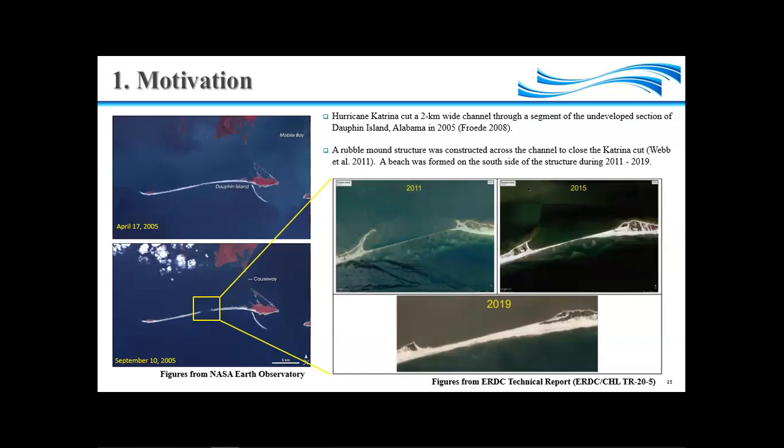In 2011, we had the Deepwater Horizon, a big oil spill in Texas, further offshore. And if you have a big opening like this, oil can go through here. So to stop oil going through, they built a structure.